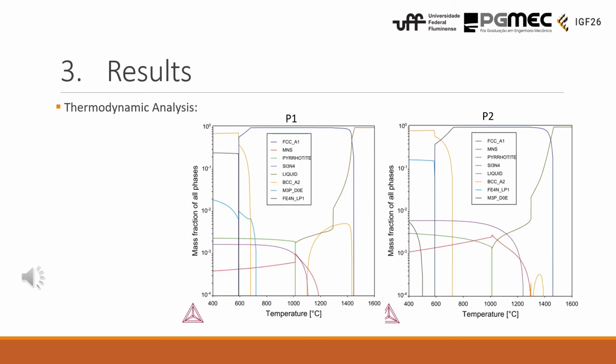As was expected by the composition analysis, here we can see that both profile P1 and profile P2 have a high amount of precipitates rich in nitrogen and phosphorus below the temperature of 400, and this is due to the low solubility of those elements in the ferrite. And those precipitates can embrittle the material and elevate its hardness due to the precipitation hardening.